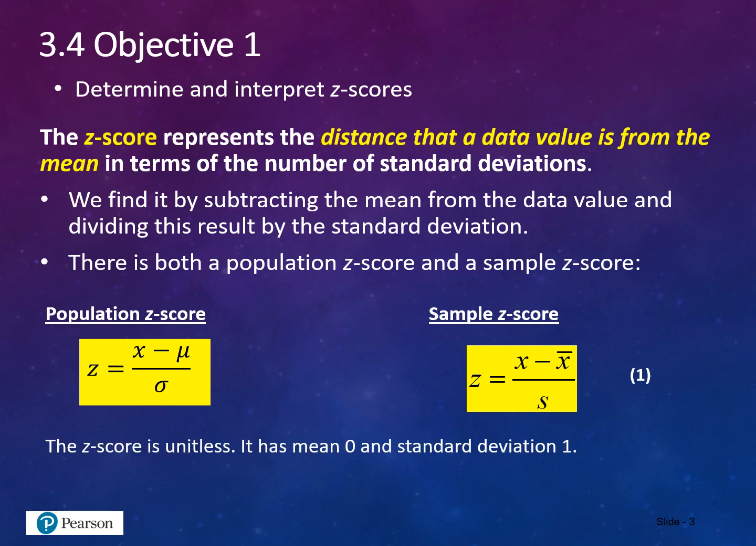The z-score is unitless. It doesn't have measures. It has a mean itself of 0 and a standard deviation of 1.